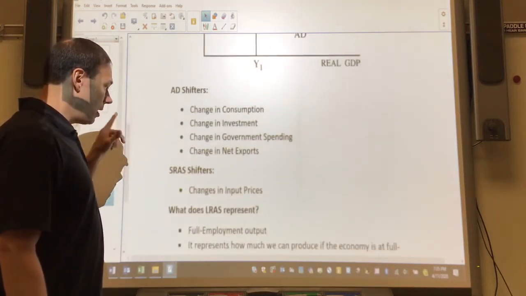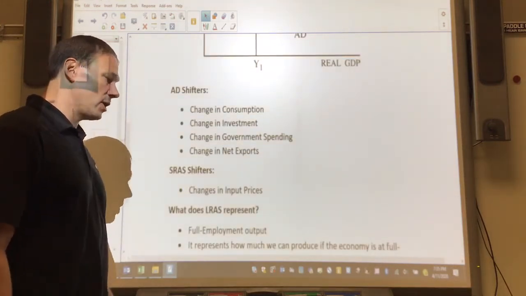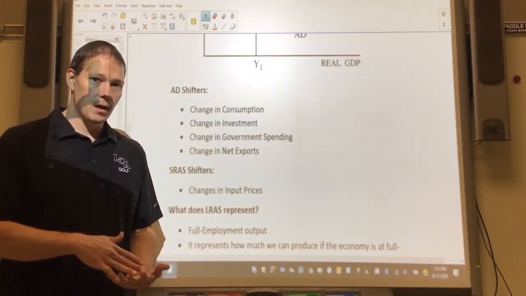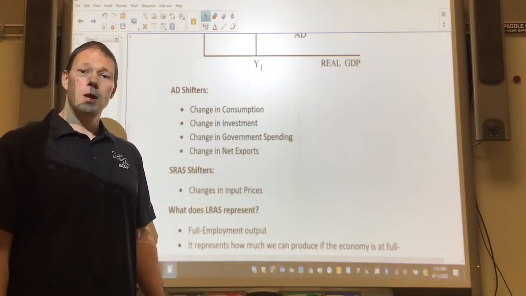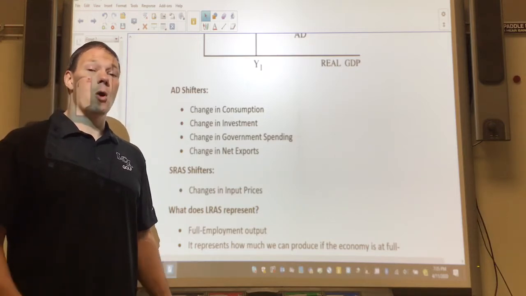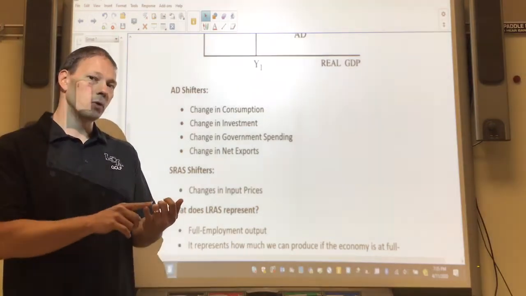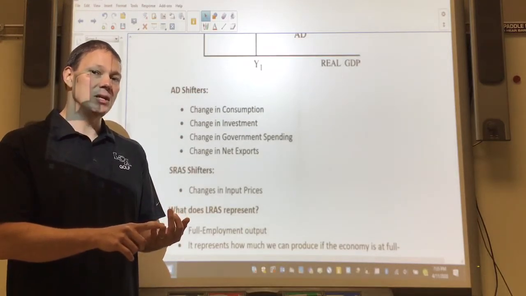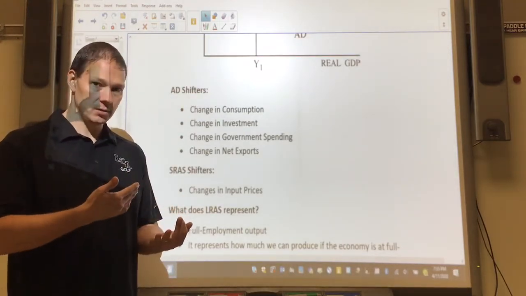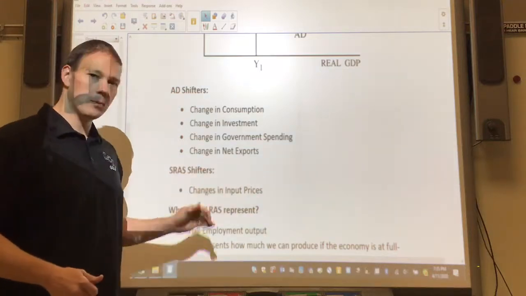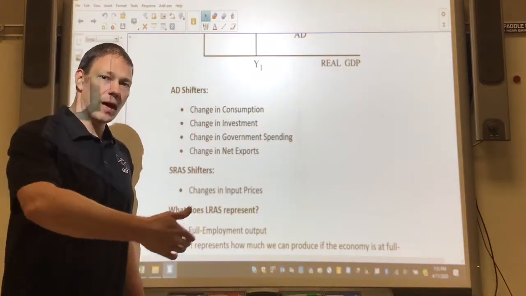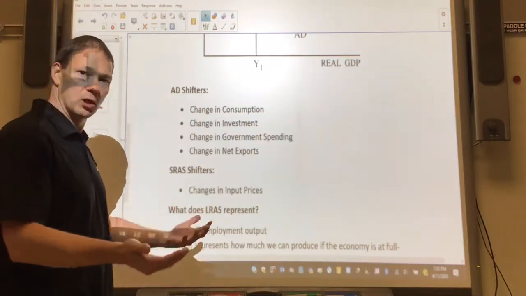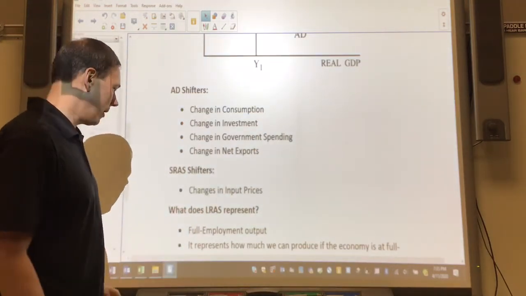The primary shifter of SRAS is any change in input prices. This is kind of the same thing we learned with supply when we learned it in micro. Remember, if your input prices go up, whether you're talking about the price of workers or the price of resources, that's typically going to cause supply to decrease or shift left. If input prices go down, that increases your ability to produce. It's cheaper to produce, you can make more, so SRAS shifts right.